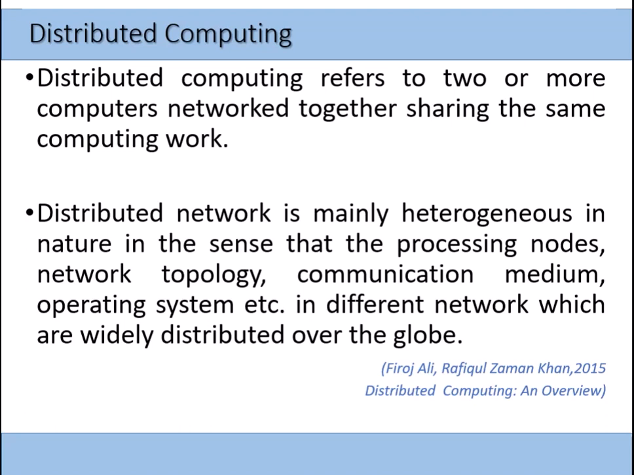It is the style or pattern adopted to interconnect different nodes using some network. So the fashion in which the different computers are connected is basically the topology. Different systems have different topologies, communication channels, and operating systems in different networks which are widely distributed over the globe. So the property of a distributed network is that mostly it is heterogeneous.